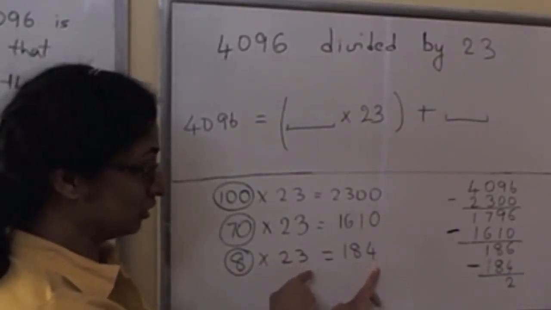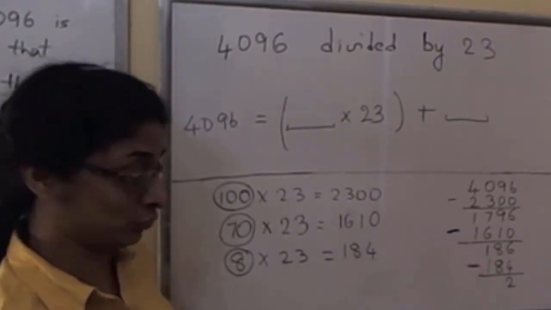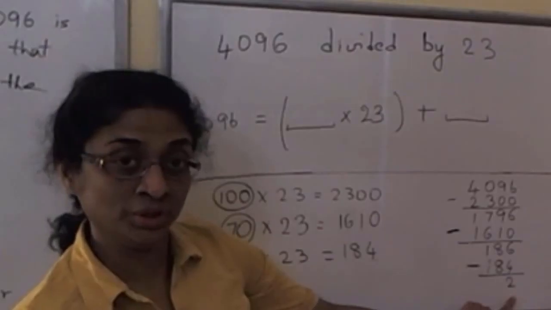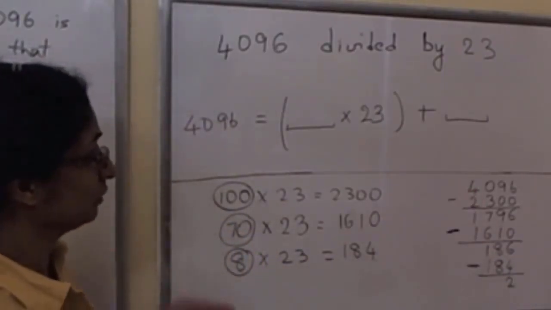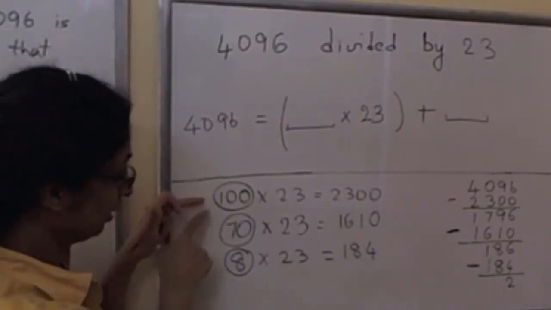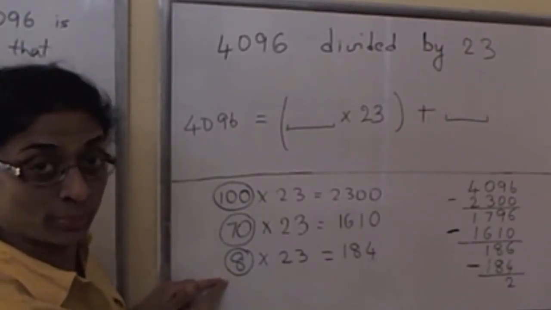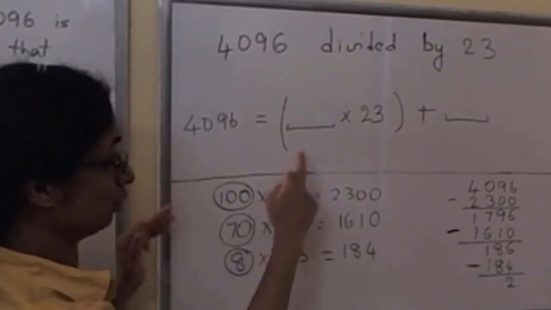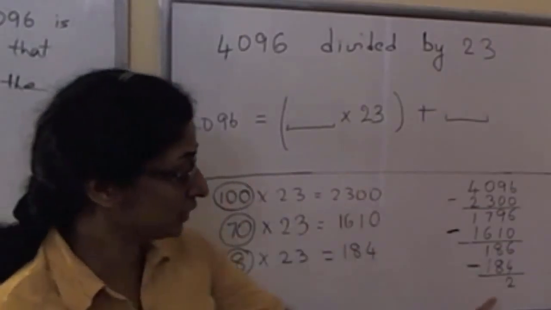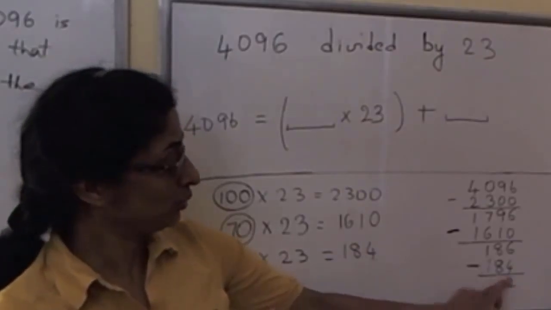If you were to do 9 times 23, you would go over 186. So 8 is the good number for us to keep. So 8 times 23 is 184. We write it here. Now we have 2. So what does this whole process mean? It means the maximum number of copies of 23 in 4096 is 100 plus 70 plus 8. So that's 178 copies of 23. And if you do 178 times 23, you'll get close to 4096. You'll be 2 away from it. You'll be 2 less than 4096. So 2 is the remainder.